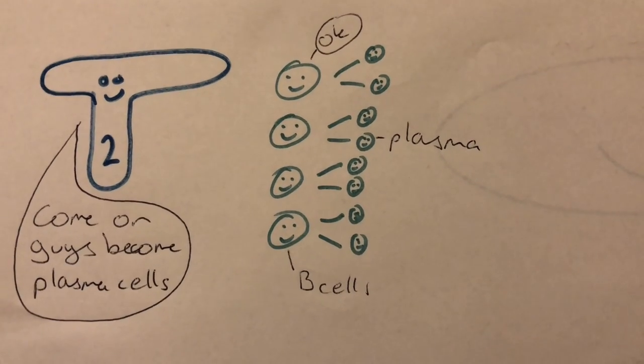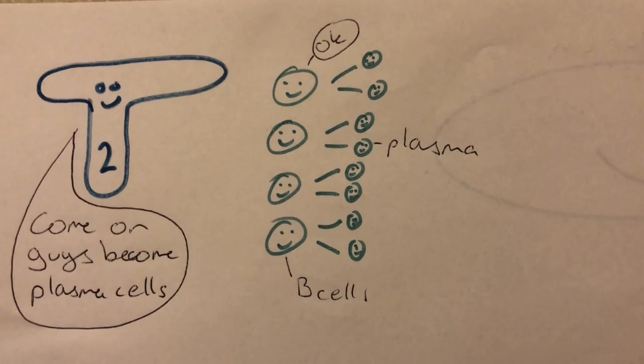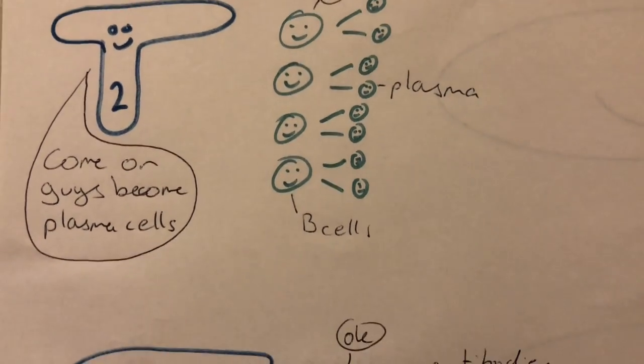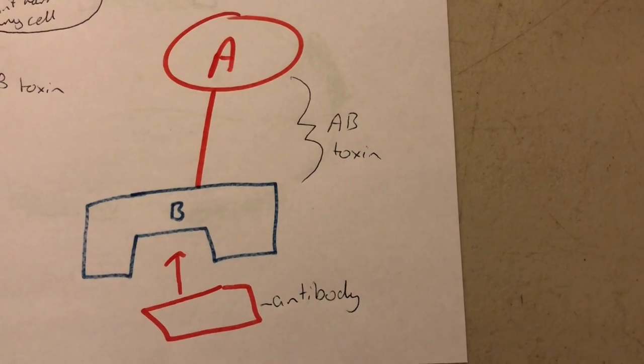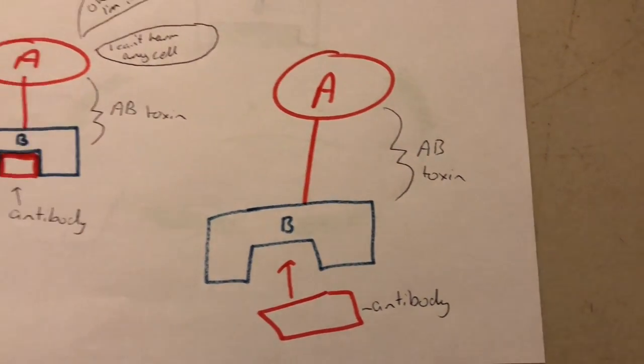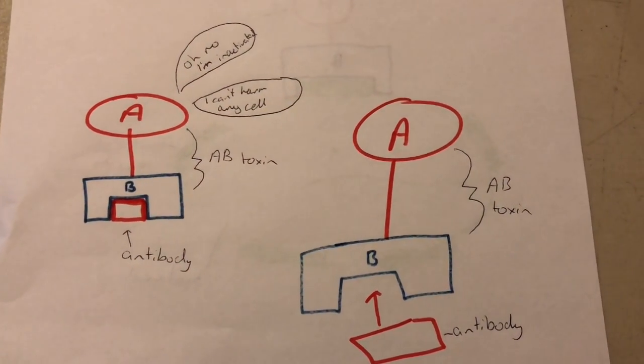T helper 2 is a link between the T-mediated response and the humoral response. They transform B cells into plasma cells, which create antibodies. These antibodies attack the B component of the AB toxin, disabling its ability to connect and infect the host cell, a process called neutralization. As a result, if the toxin is prevented from connecting to the cell by the antibodies, it is unable to harm the host cells anymore.